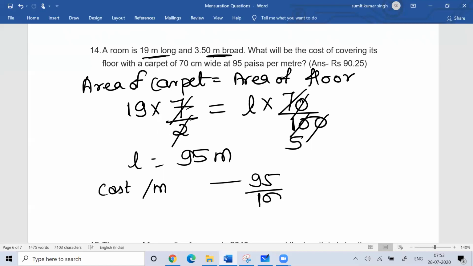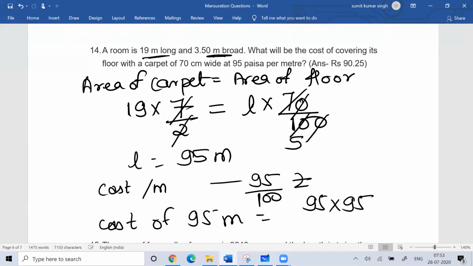95 paisa means 95 by 100 rupees. So the cost for 95 meter, that is how much cost you will pay. That is 95 into 95 divided by 100. Already I taught many times about Vedic maths how to find the square of a number ending with 5. So that would be 9025. So this cost is 90.25 rupees.